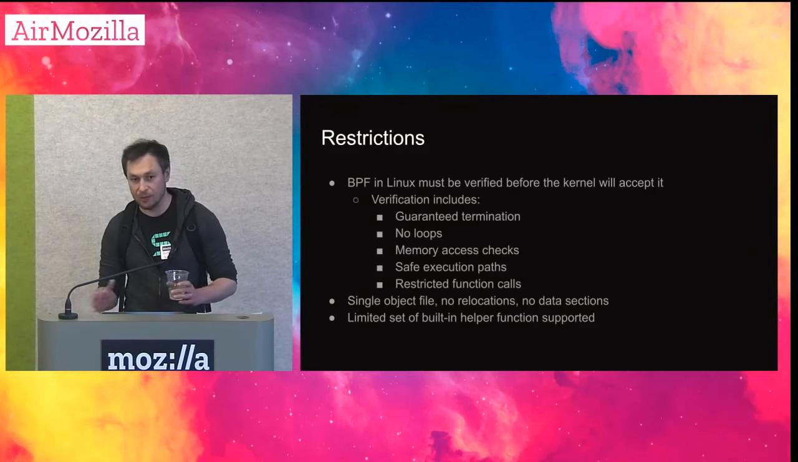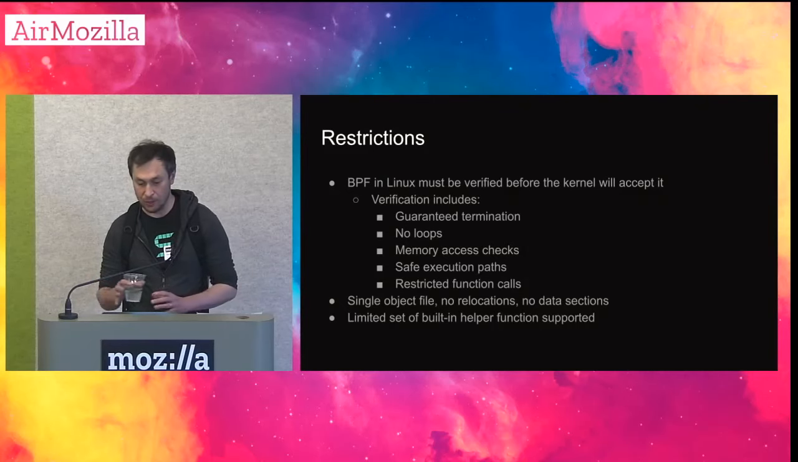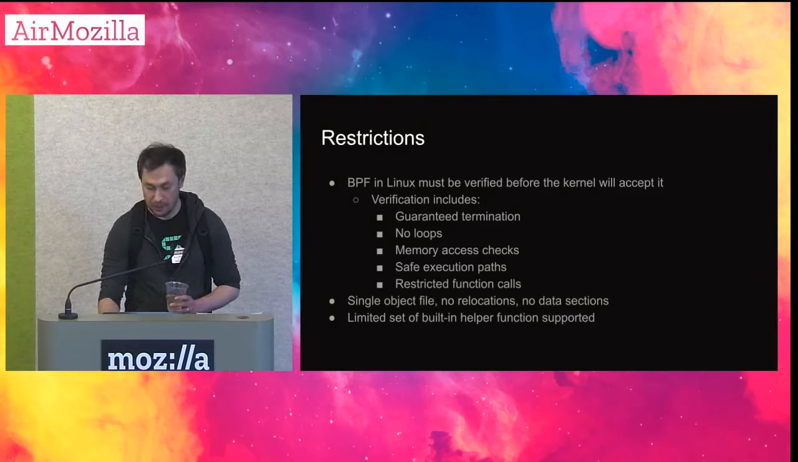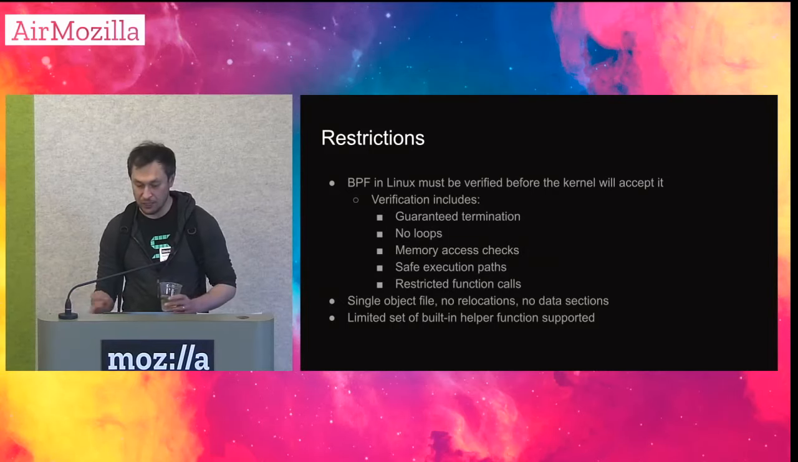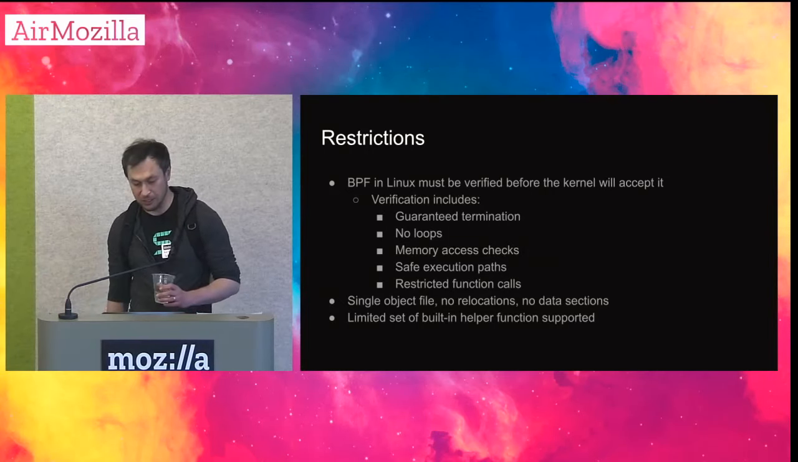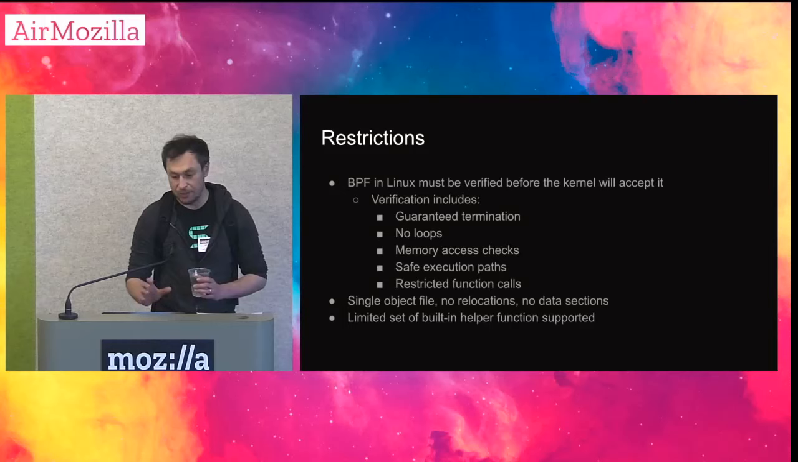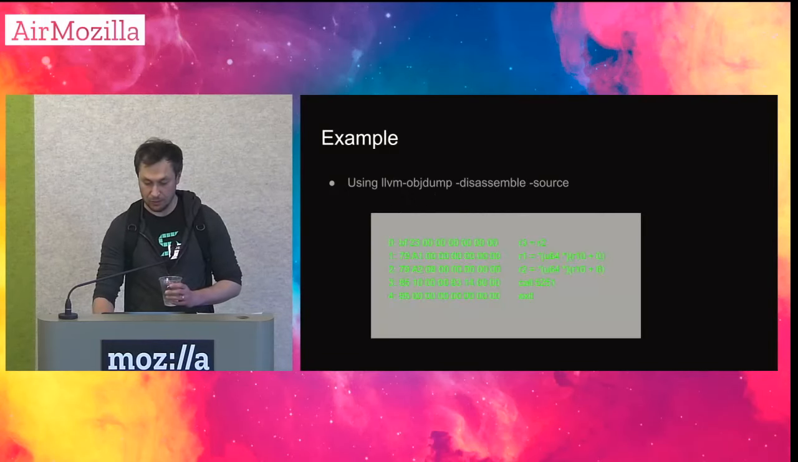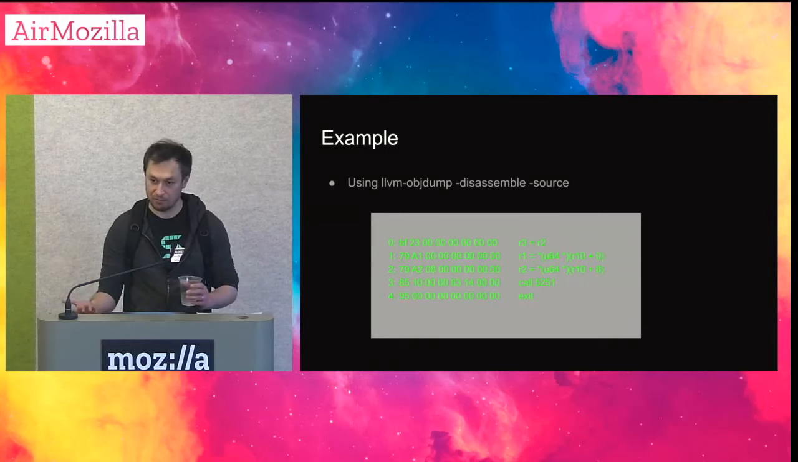While the language is far more open, the way it's used in Linux is a subset of it. It's used effectively almost like a non-Turing machine event handler. So it's a single object file. There are no relocations, no data sections, and very limited built-in helper functions supported. If you look at the object dump, it looks like that. Still very similar to x86.